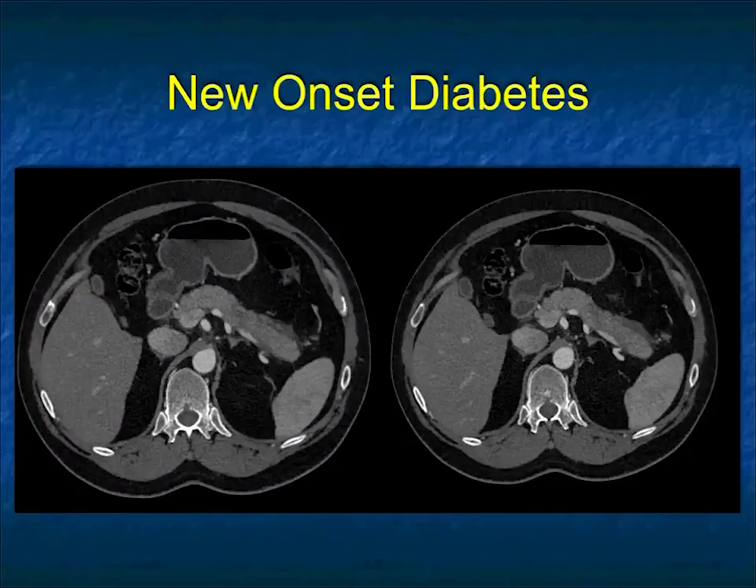New onset diabetes, that would make you think of pancreatic cancer. There's something abnormal in the pancreas. It's low density and there's textural change, but there's no dilated duct. I would worry about a mass here, but this is one of the great cases where the patient has no dilated duct, and you say, what's going on?